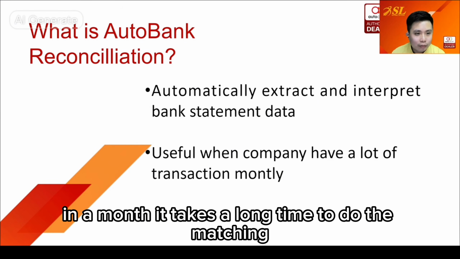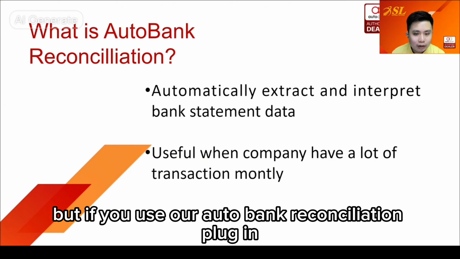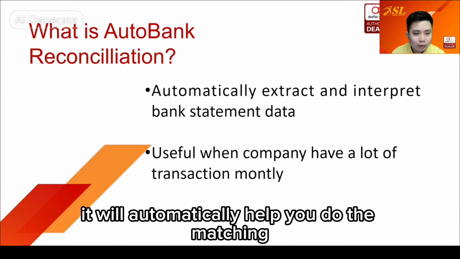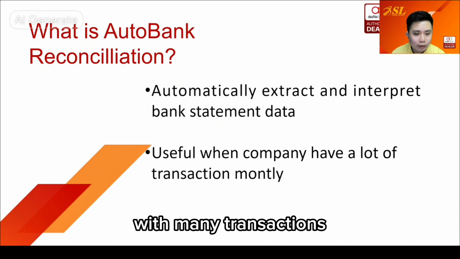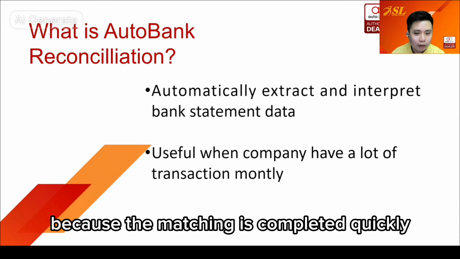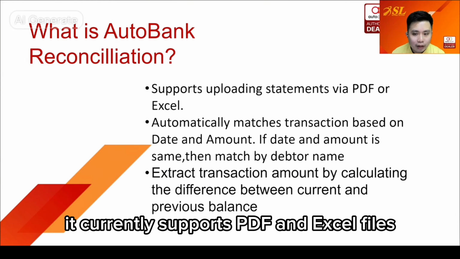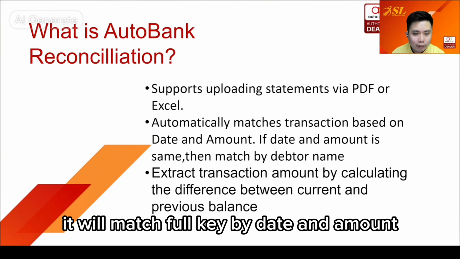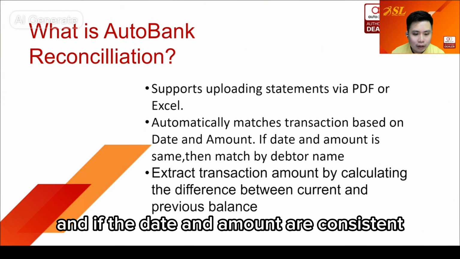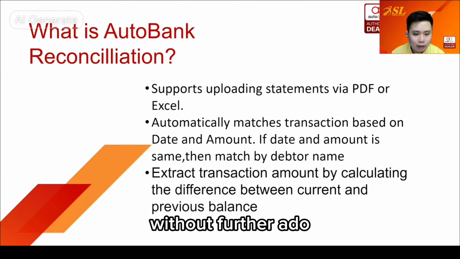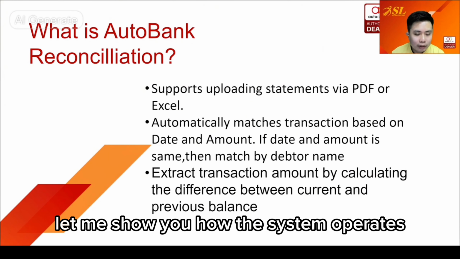It takes a long time to do the matching, but if you use our AutoBank Reconciliation Plugin, it will automatically help you do the matching. This is very helpful for companies with many transactions because the matching is completed quickly. It currently supports PDF and Excel files. It will match by date and amount, and if the date and amount are consistent, it will match. Without further ado, let me show you how the system operates.